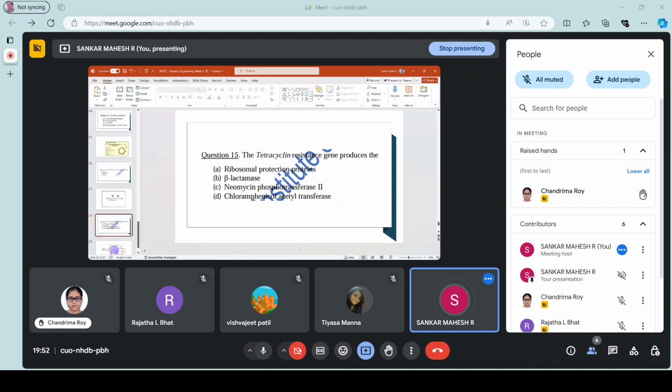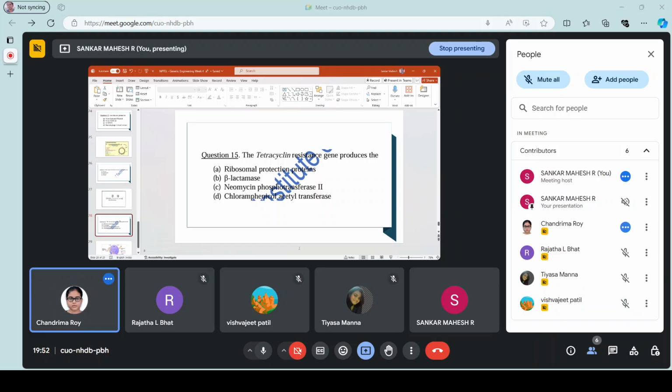Chandrima, where do you think tetracycline acts? Actually, tetracycline acts on the translation process. It stops the translation process in bacteria. Okay, so it works on the translation process and blocks it. So among the options given here, what do you think will be the right option if that's the case?